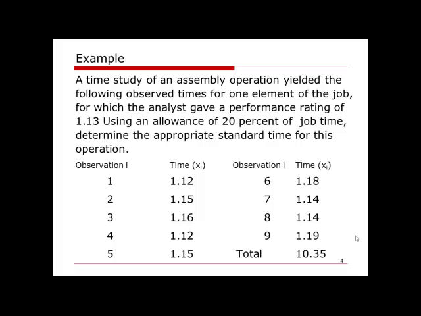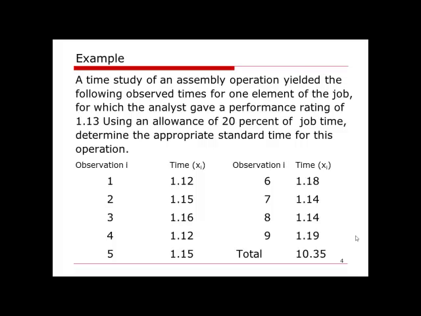Now let's take a look at another example. Here we have some observations. Now it's a time study of an assembly operation again, and we have some observations, and we have the performance rating of 1.13, and allowance is 20% of job time. So it's different from the previous example. So it is 20% of job time, which means that for every 1 minute you work, you are allowed to take maybe a break of 0.2 minutes, something like that.